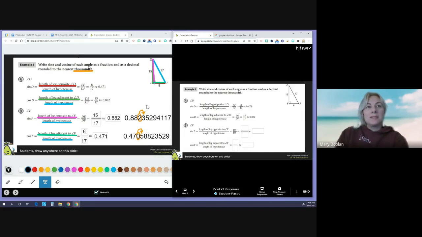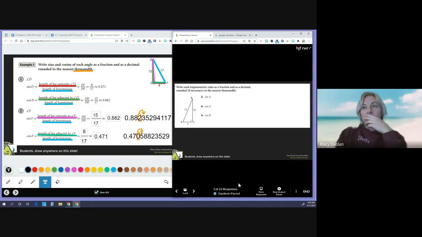If you're still copying this slide, that's fine. I'm going to move forward to slide 7 right now and explain it, and then I'll switch my slide to the next one. So write each trigonometric... I always have a hard time with this word because I want to start sounding it out, but it's trigonometric. Write each trigonometric ratio as a fraction and as a decimal.